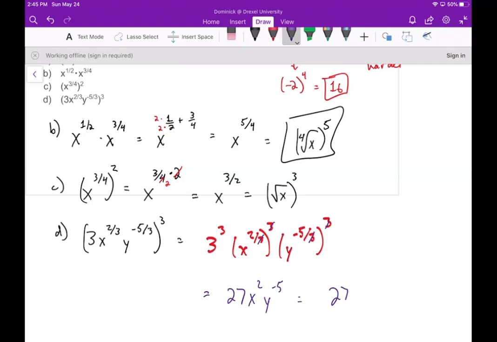So now we just need to move the y to the 5th down to the bottom, so we can make that exponent positive. Okay, so that's that example.